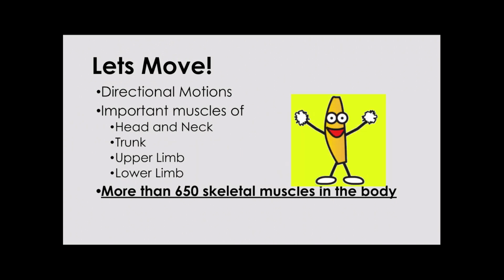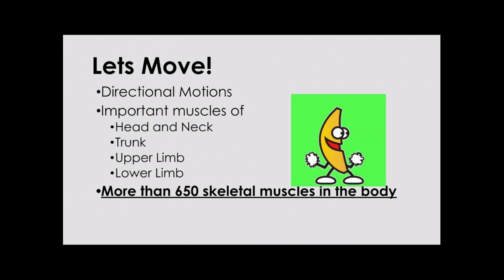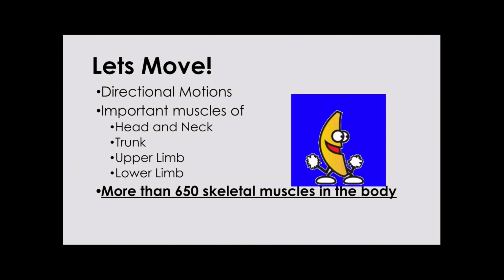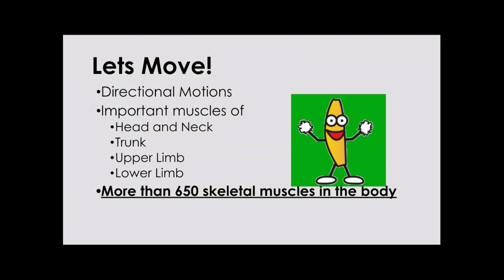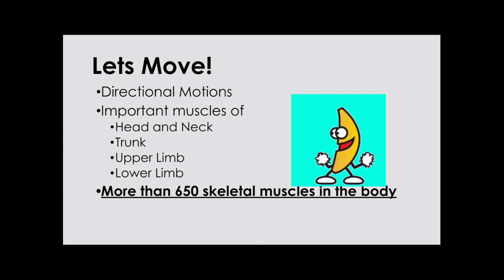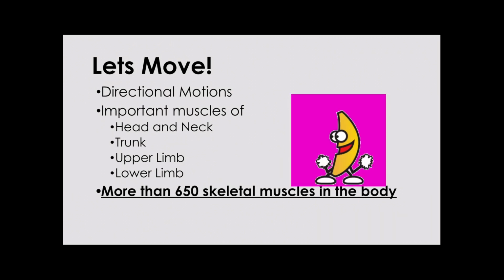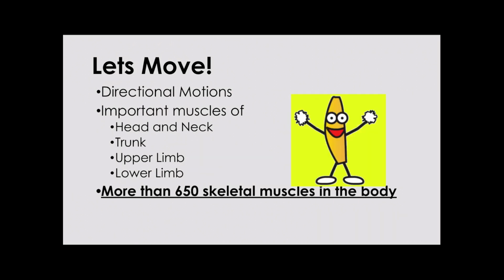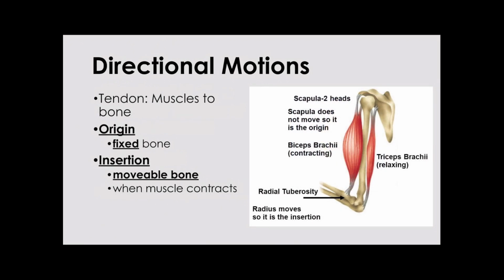So obviously, muscles are involved with directional movements, basically, which means that they have specific motions that they are involved in, and it usually falls within one of the planes that we talked about in the beginning of the year, if you remember, the sagittal, frontal, and transverse plane. We are not, like I said, going to learn about all of the muscles because there's more than 650 muscles in your body. We're going to focus on the most important muscles in your head and neck, your trunk, which is your abdomen area, and your upper and lower limbs.